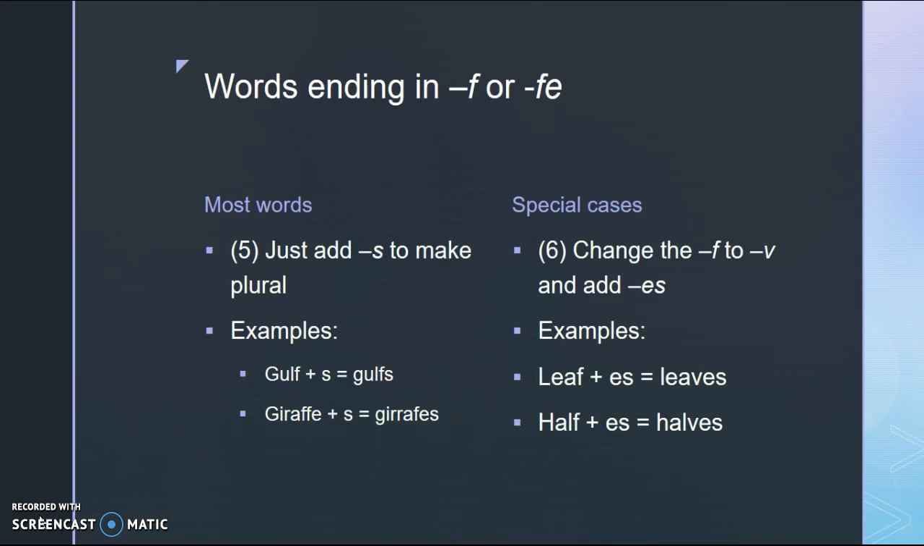For words ending in the letters F or FE, for most of these, you'll just add an S to make it plural. So gulf to gulfs, giraffe, giraffes. However, there are some special cases where you change the F to a V and add ES, such as in the plural form of leaf, leaves, or half, which is halves.